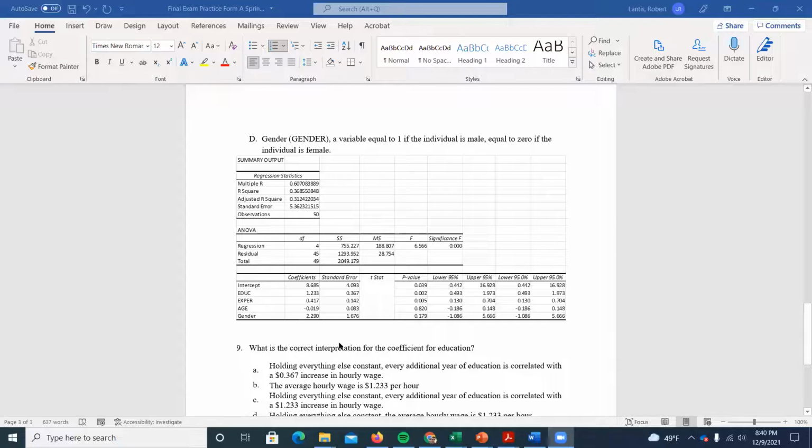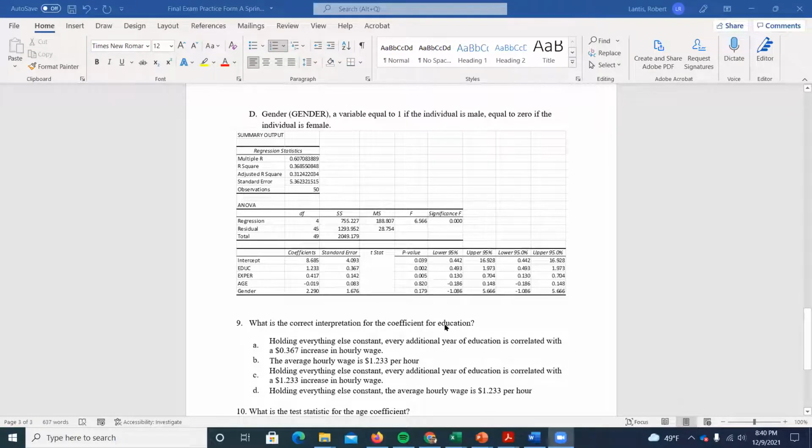So the first question asks, what's the interpretation of that coefficient for education? Well, if we look at education here, it's a little small, but 1.233. So the way we interpret any coefficient is a 1 unit change in the x variable.